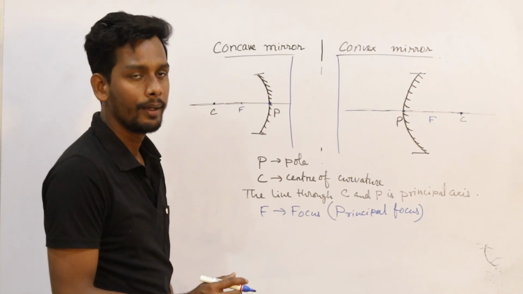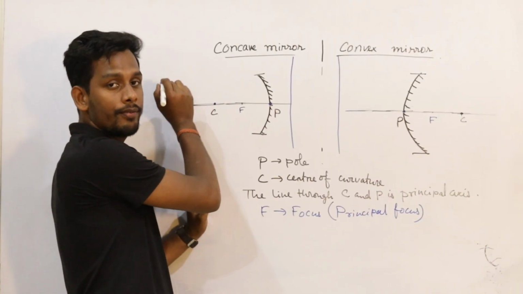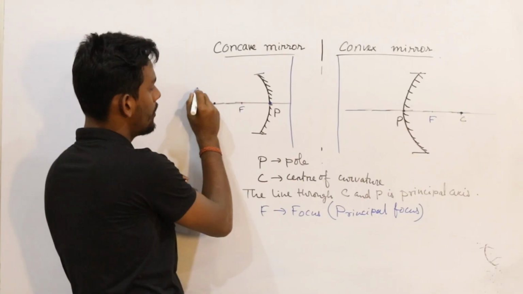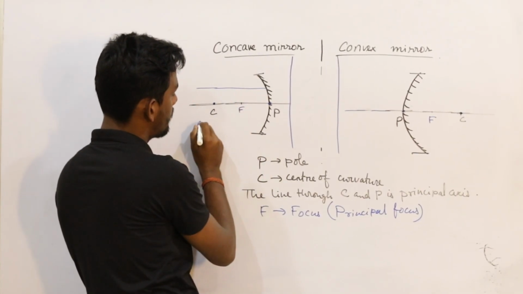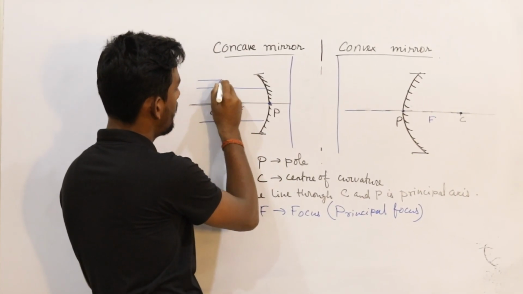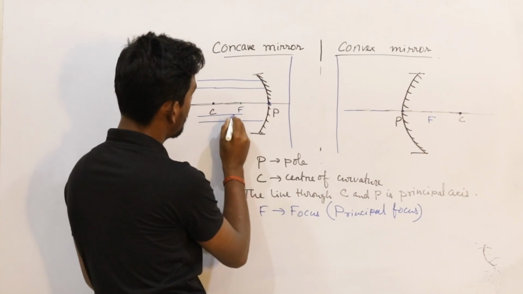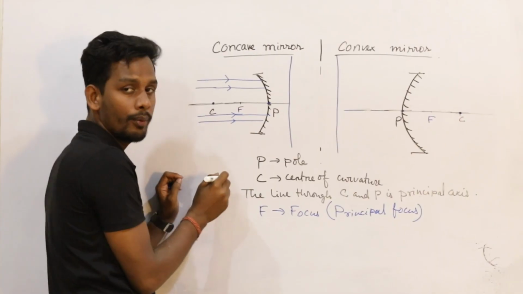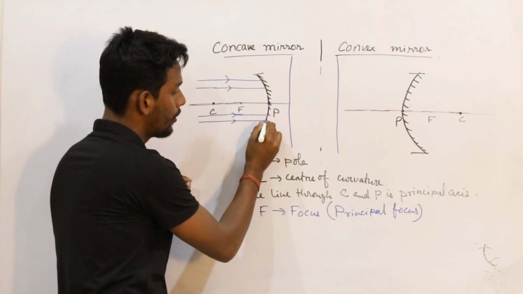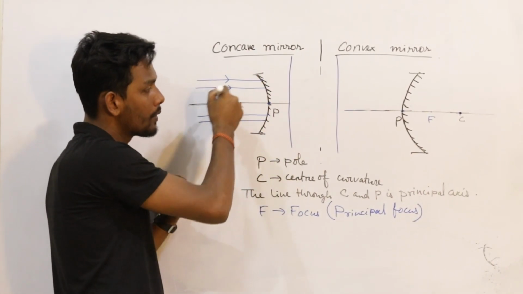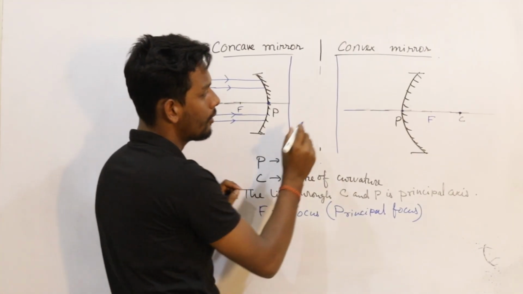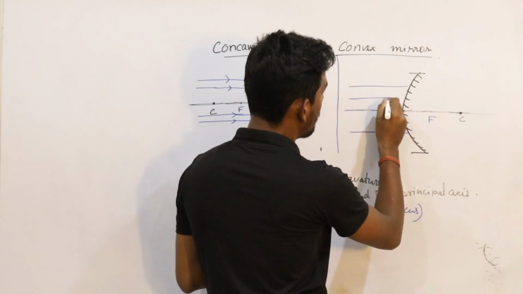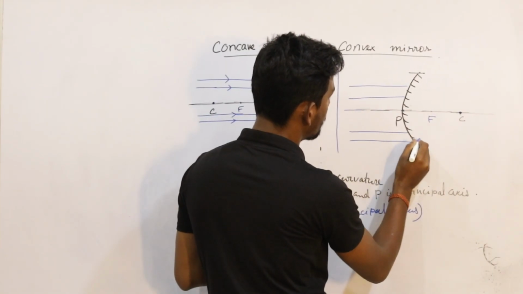How can you define it? Suppose rays from infinity, from the sun. The rays from infinity are parallel to the principal axis. These rays are parallel to the principal axis. All the rays will reflect back from the reflecting surface. Here also, these are the parallel rays which are parallel to the principal axis.